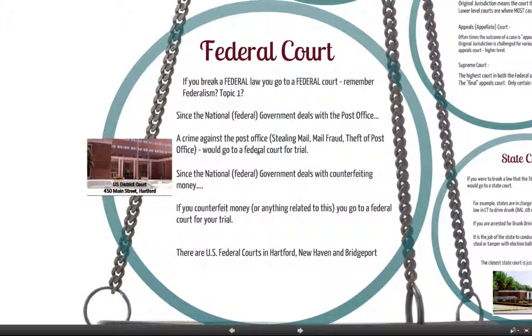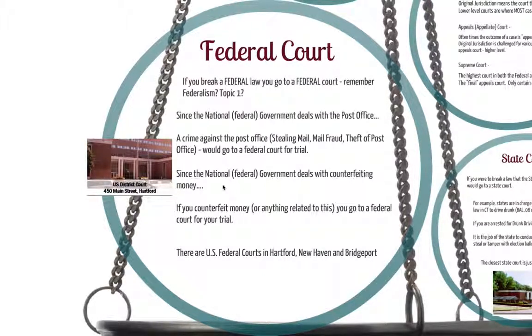Since the national government deals with the post office, it was on the left side of the Venn diagram, a crime against the post office, something like stealing mail, pretending to be somebody you aren't in the mail, or theft of the post office, like physically breaking in, would go to a federal court, since mail is a federal job. Makes pretty good sense. Also, since the national or federal government deals with counterfeiting money, they're in charge of printing money and they're in charge of punishing counterfeiters. If you were to counterfeit money, you would go to a federal court.